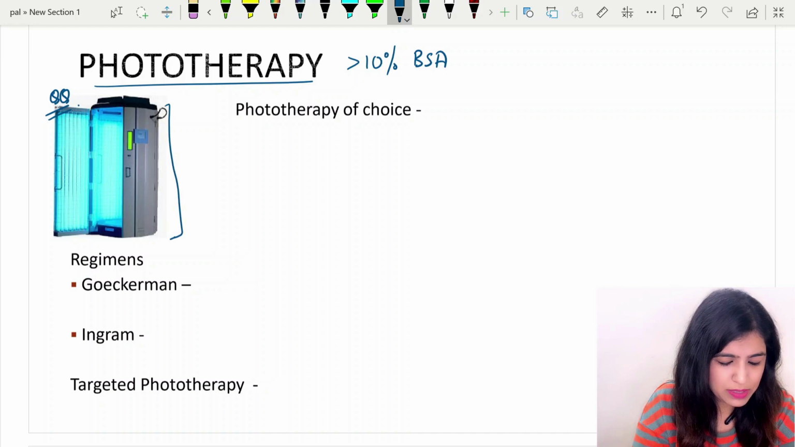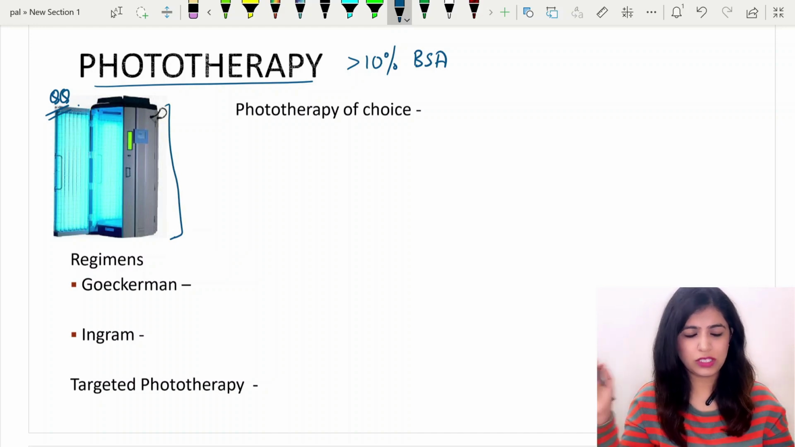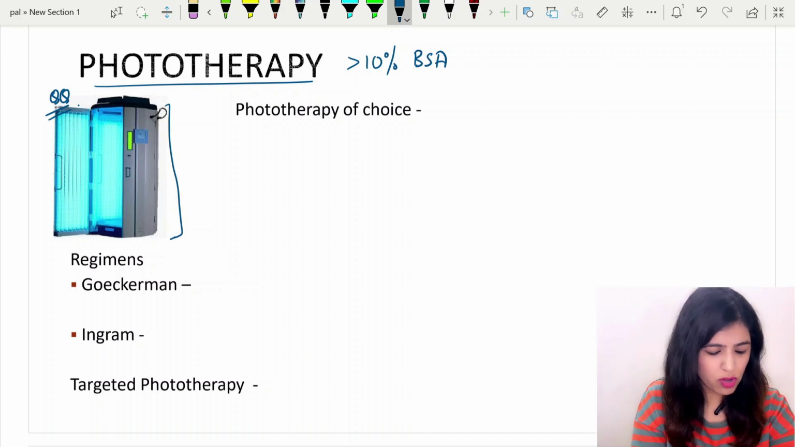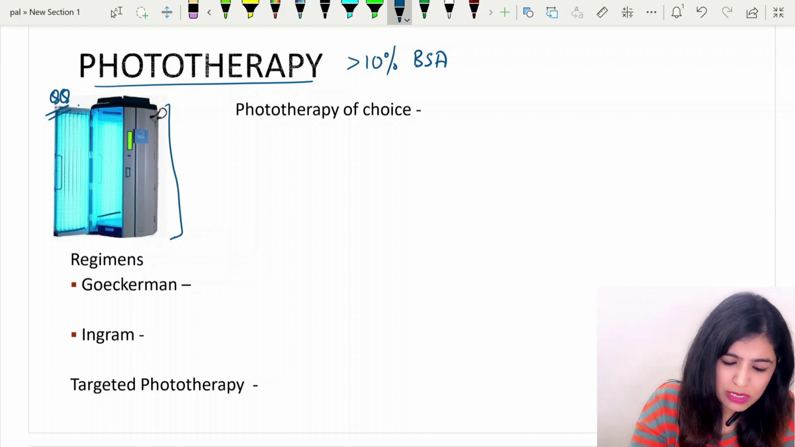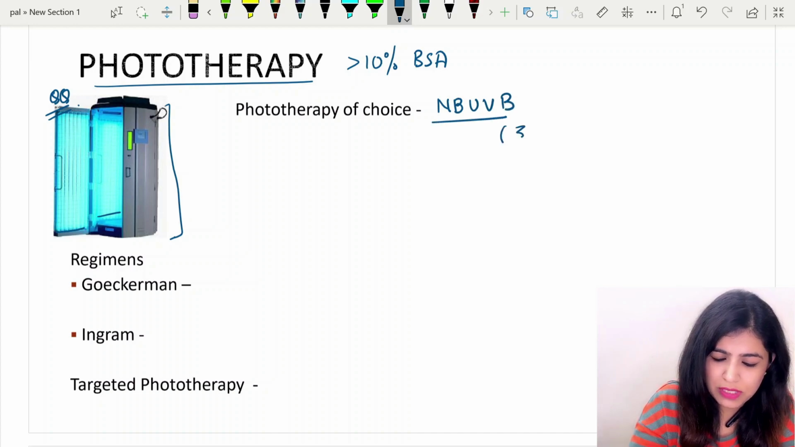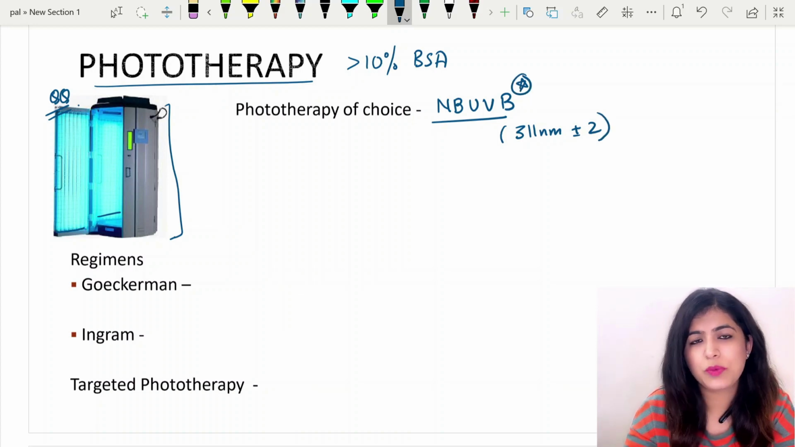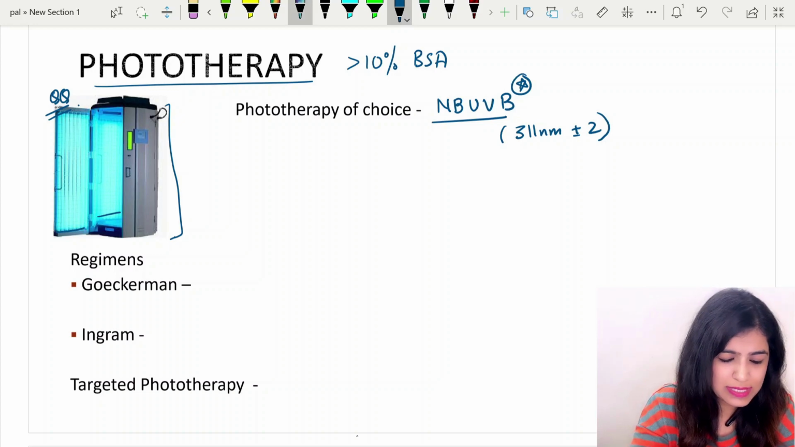This is like a big storage room. The door, the walls, they all have tube lights and light is emitting from them. So when you see any such chamber in an image which has tube lights inside it emitting light, think of it as a phototherapy unit. The phototherapy of choice in patients of psoriasis is narrow band UVB, wavelength of which is 311 nanometer plus minus 2. Okay, it has the maximum therapeutic benefit with the minimal risk of side effects.